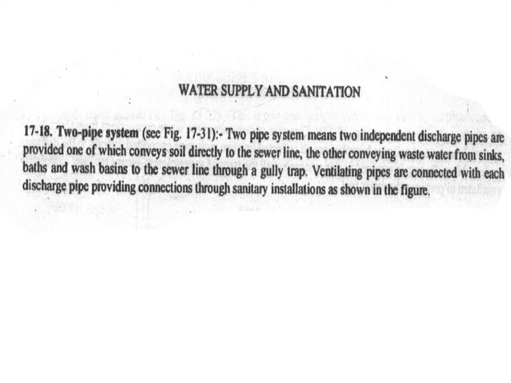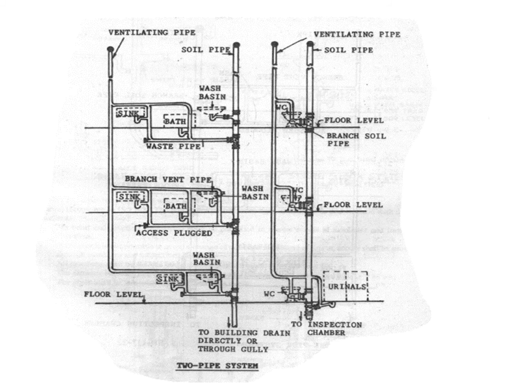Water supply and sanitation. There are two ways of providing a system. One is the two pipe system, which means that independent discharge of soil waste and the air vent will be done. So we have one ventilation pipe and one soil pipe provided separately. You can see this is a ventilation pipe that we are providing, and this is a soil pipe.